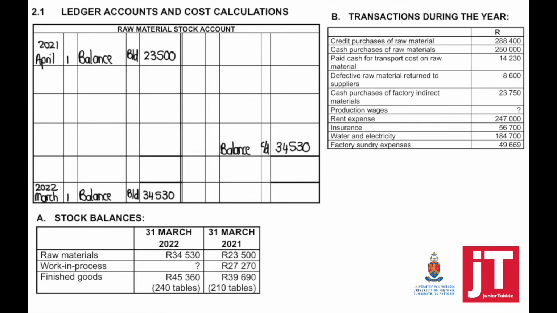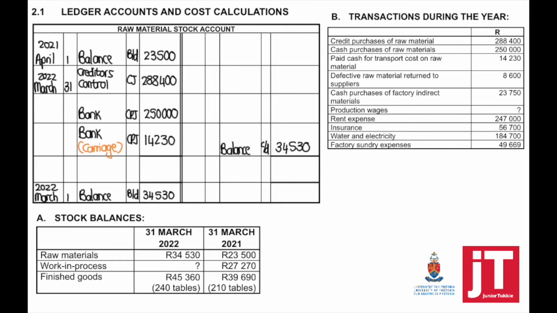So if we now look at the transactions, it says credit purchases of raw materials, which means our raw material stock account will increase because it's an asset. From the creditors journal, my details is creditors control. Cash purchases of raw materials, it means our raw material stock account will increase on the debit side. From the CPJ, my details is bank, 250,000. Paid cash for transport costs on raw materials. This means that this must be added to the raw material stock account.